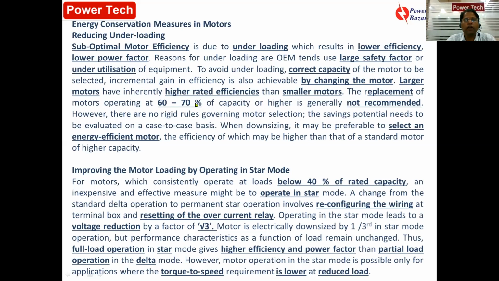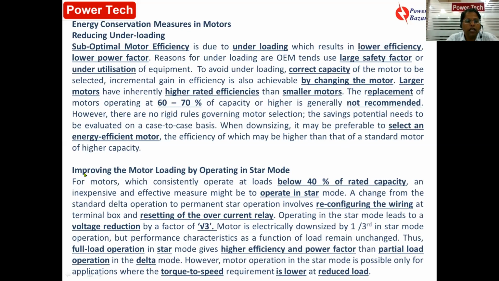Normally, if the motor operates at 60 to 70% capacity or loading, then we don't change the motor, because we all know at 60 to 70% loading, the motor efficiency is optimum or highest. So whenever you are downsizing or replacing any motor to increase the loading, it is always preferable that we select an energy efficient motor, because an energy efficient motor has a little bit higher efficiency than the standard motor of higher capacity.